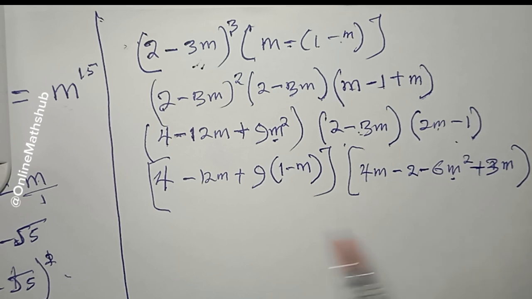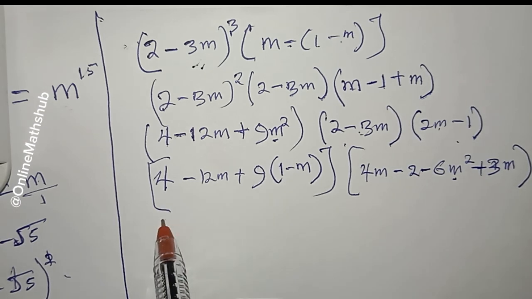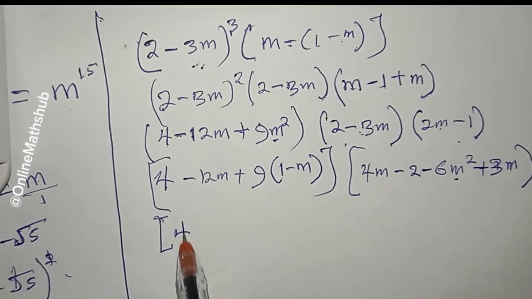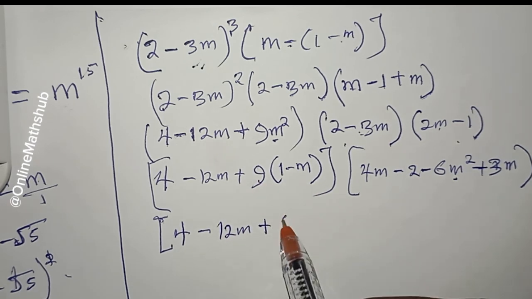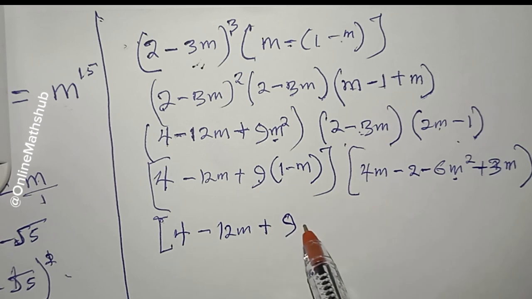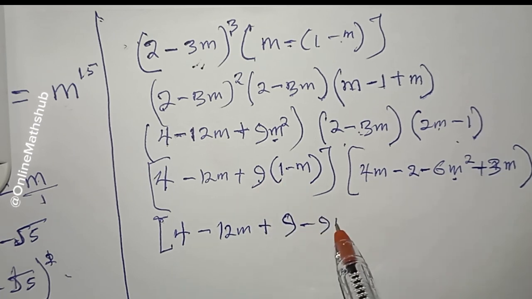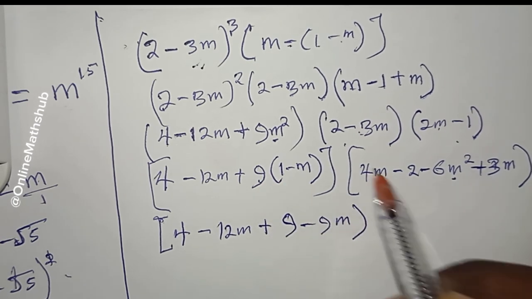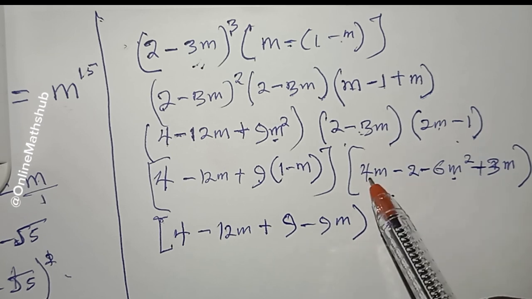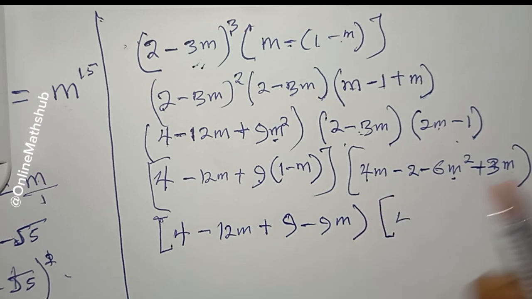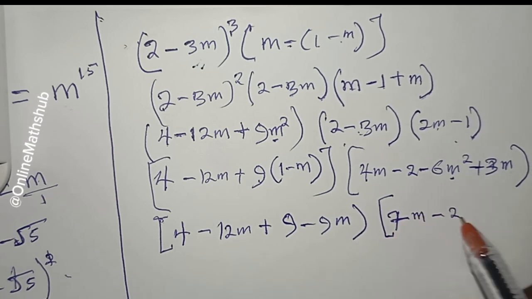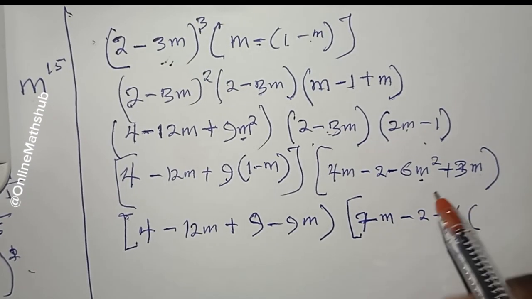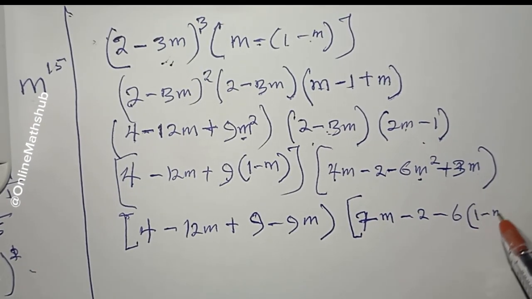I'll be making this substitution right here. Okay, so from here what I have is 4 minus 12m plus, opening this bracket, I have 9 times 1 here is 9. Okay, and then 9 times minus m is minus 9m. And then from this side I can just sum this, so 4m plus 3m here will give me 7m. Okay, and then minus 2 minus 6 into, I can substitute for m squared, and that is 1 minus m.